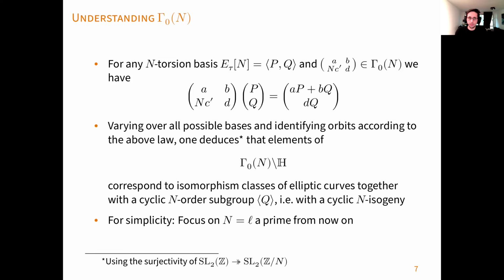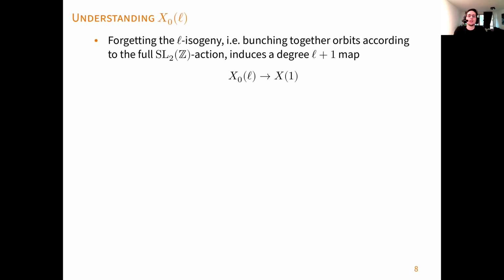All right, so now that we understand this modular group, let's understand the curve belonging to it. So what we can do is we can forget this l-isogeny, so we can get rid of this additional cyclic group, or this additional group generated by a point of order L. And this is the same as, instead of looking at orbits under the gamma 0 L action, to look at orbits under the full SL2 action, which of course bunches together a bunch of orbits. And doing this induces a degree L+1 map. So basically we take the L+1 different orbits and bunch them together into one orbit, from our X0L to X1.